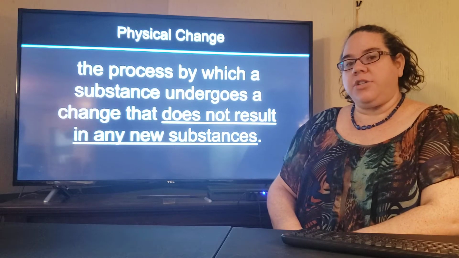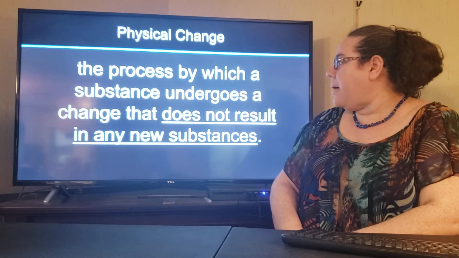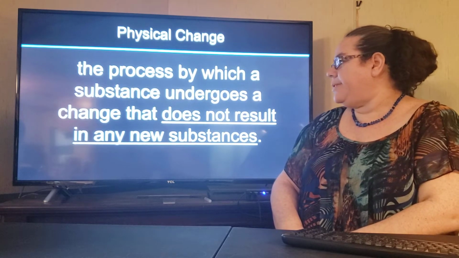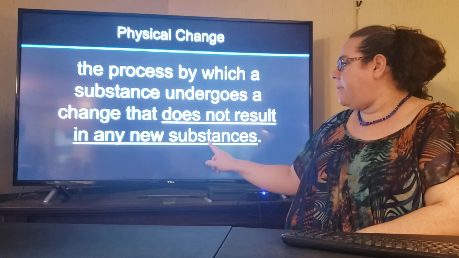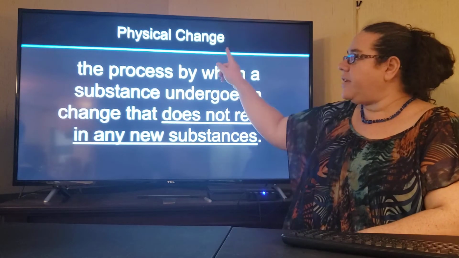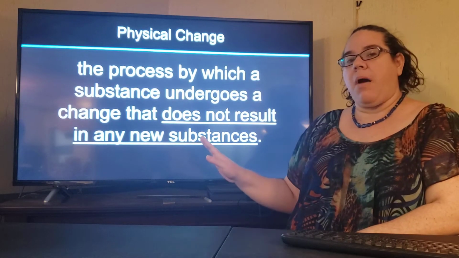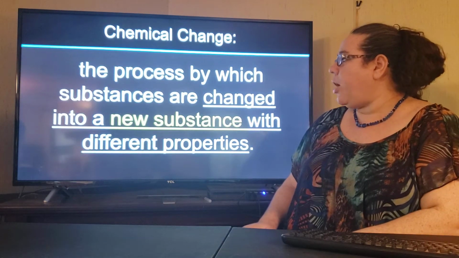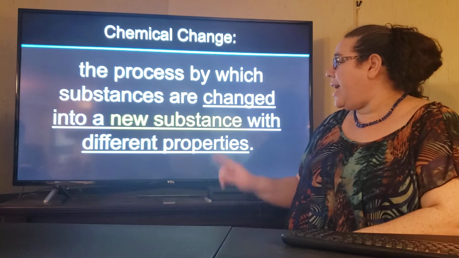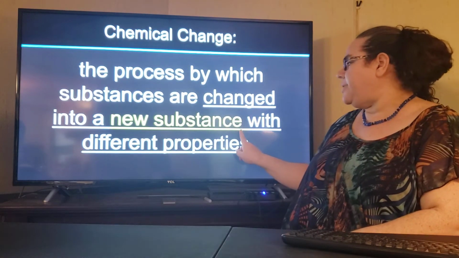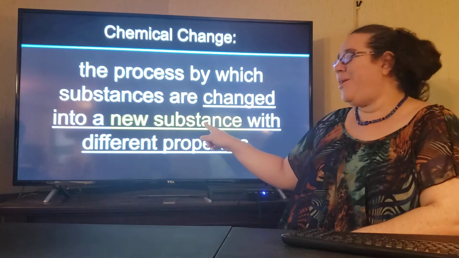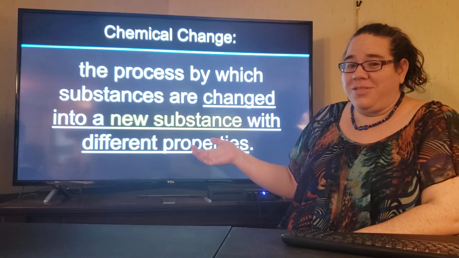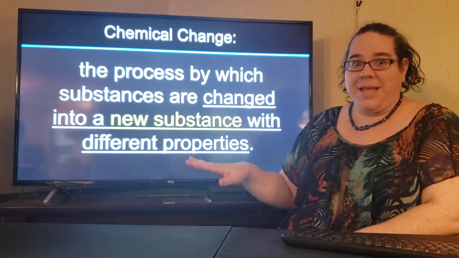A physical change is defined as the process by which a substance undergoes a change that does not result in any new substances. You notice that I underlined this bit right here. This is important because with a physical change, it's not going to come out with a new substance. Now, a chemical change is the process by which substances are changed into a whole new substance with different properties. I put that in yellow because chances are you probably don't remember what a new substance is, because we learned about it way at the beginning of the year.